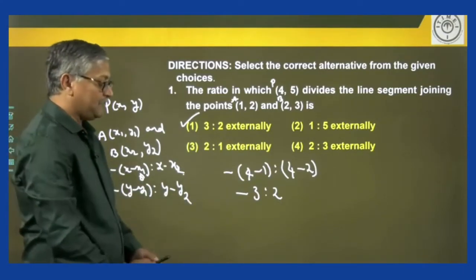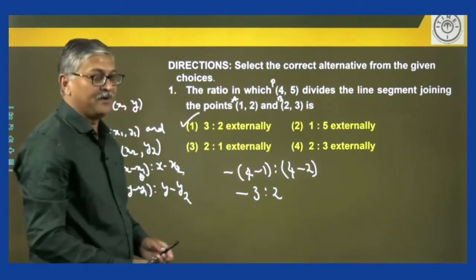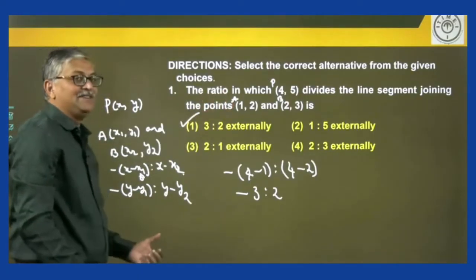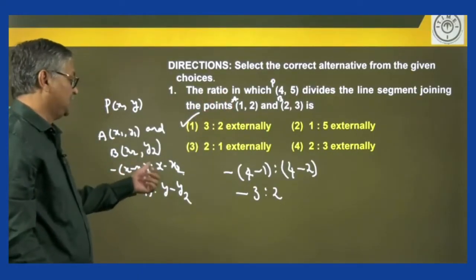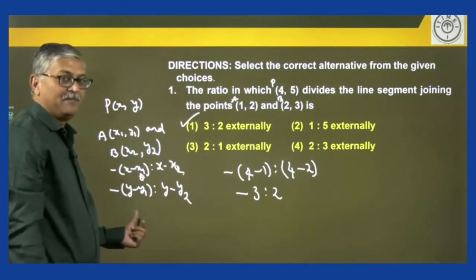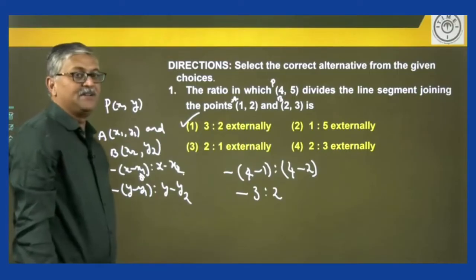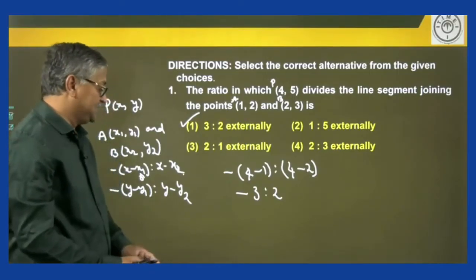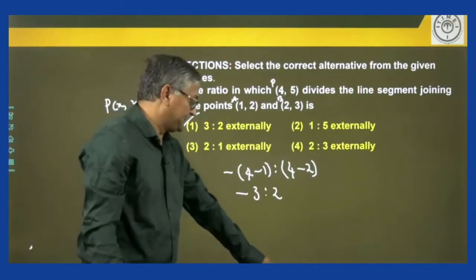Okay. So, we just remember an important formula here. The point divides the line joining points in the ratio minus of (x minus x1) is to (x minus x2). Or we can apply the y coordinates also: minus of (y minus y1) is to (y minus y2). Okay.